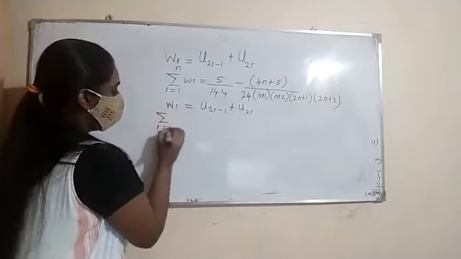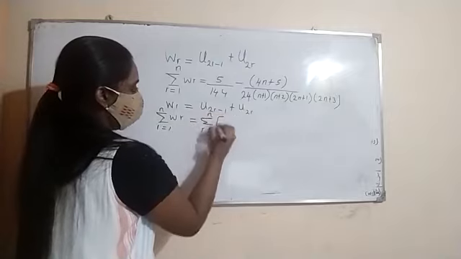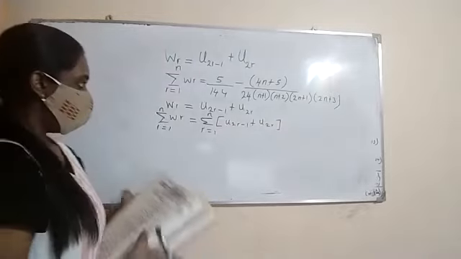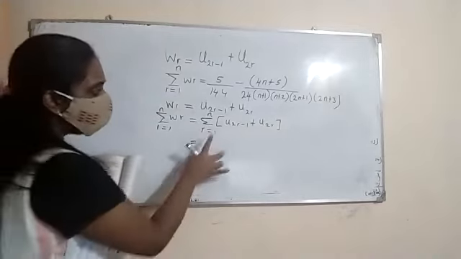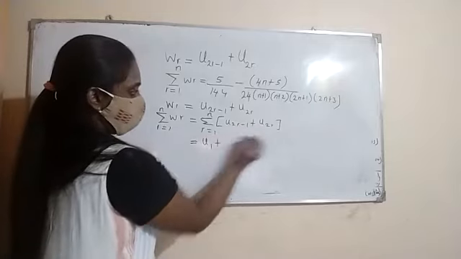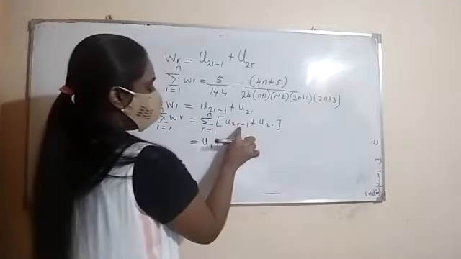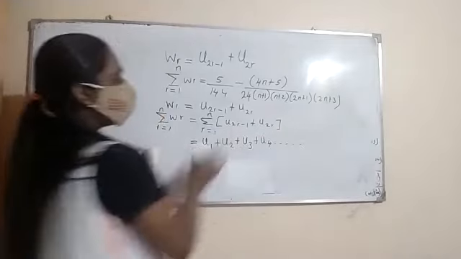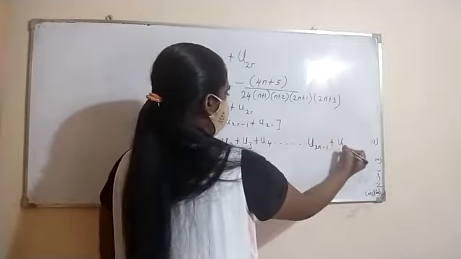Sigma R running from 1 to n WR can be written as sigma R running from 1 to n of U of 2R minus 1 plus U of 2R. Isn't it? Yes. So just we can put and see. If I put R is equal to 1, what am I getting? 2 into 1 minus 1, U1 plus U2. If I put R is equal to 2, what am I getting? 2 into 2 is 4 minus 1, U3 plus U4. If I put R is equal to n, what am I getting? U of 2n minus 1 plus U of 2n.